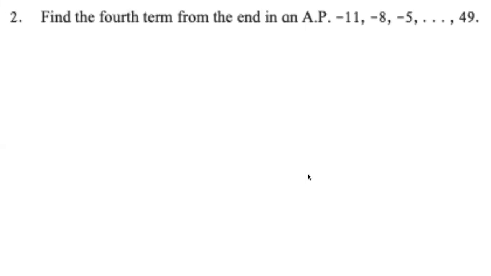So we have completed practice set 3.1, 3.2, 3.3, 3.4. We have started the problem set 3 and we completed question number 1. Let us look at what other questions are there. The next question, which is question number 2, reads: find the 4th term from the end. Very interesting. Find the 4th term from the end in an AP. What is that AP? Minus 11, minus 8, minus 5, dot, dot, dot, comma, 49. This is the question.